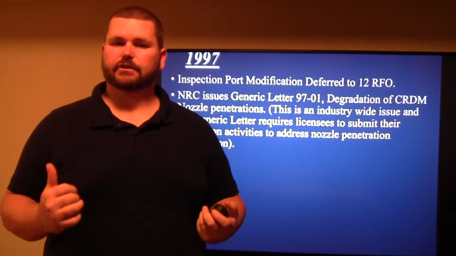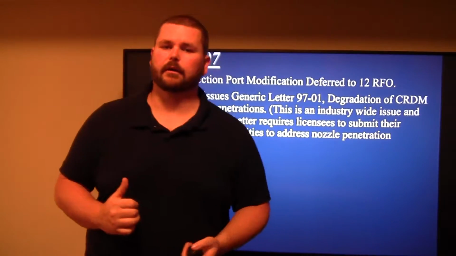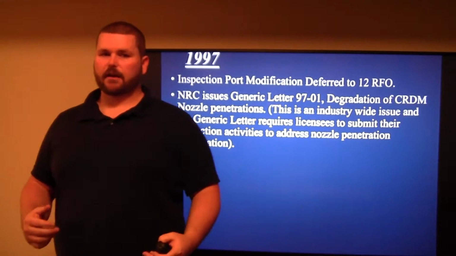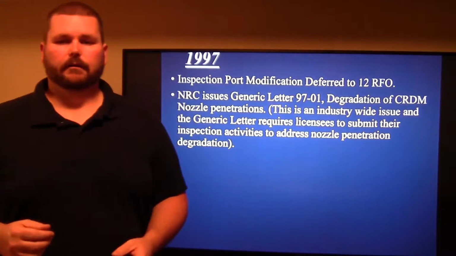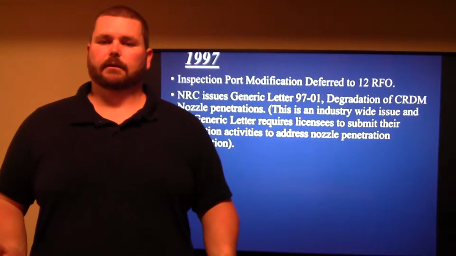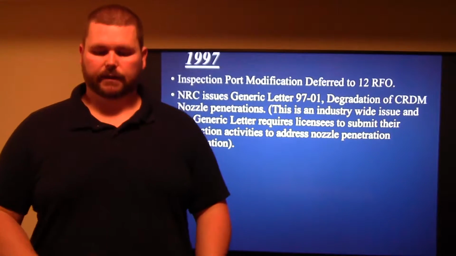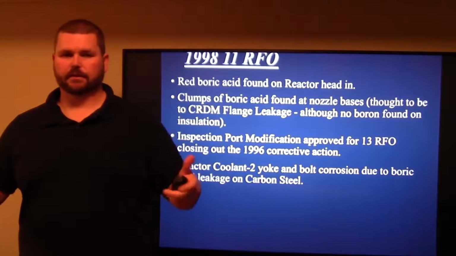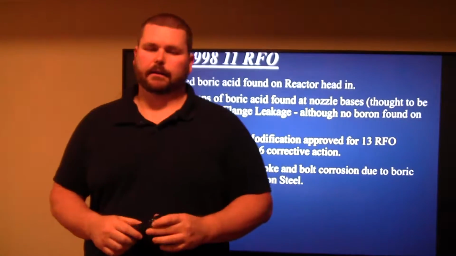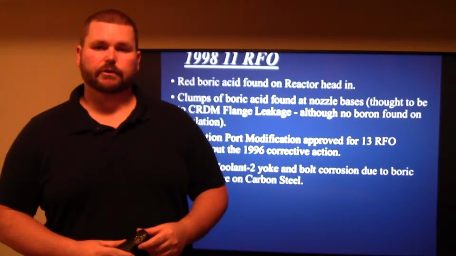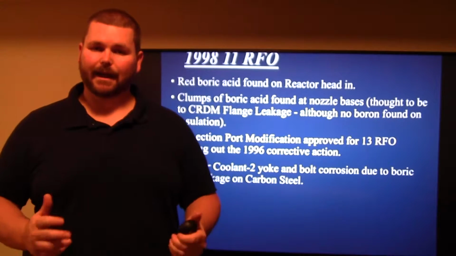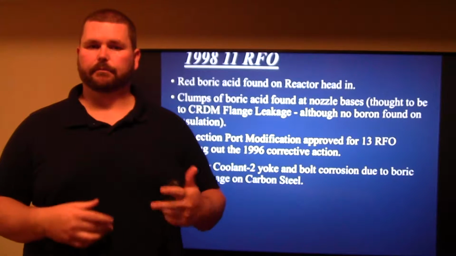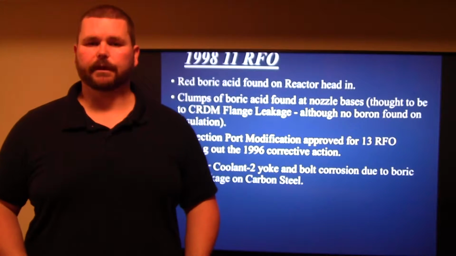And then again, the NRC issued another generic letter, 97-01, on degradation of the control rod drive mechanism nozzle penetrations. Right, this is an industry issue. Many people are having through-wall leaks. Now we need to fix this. But of course, they did their inspection and thought that was good enough. And then again, during the 11th refueling outage, they found red boric acid again on the reactor head. This time it was clumping. So much boric acid was building up, they were seeing it all over the place.